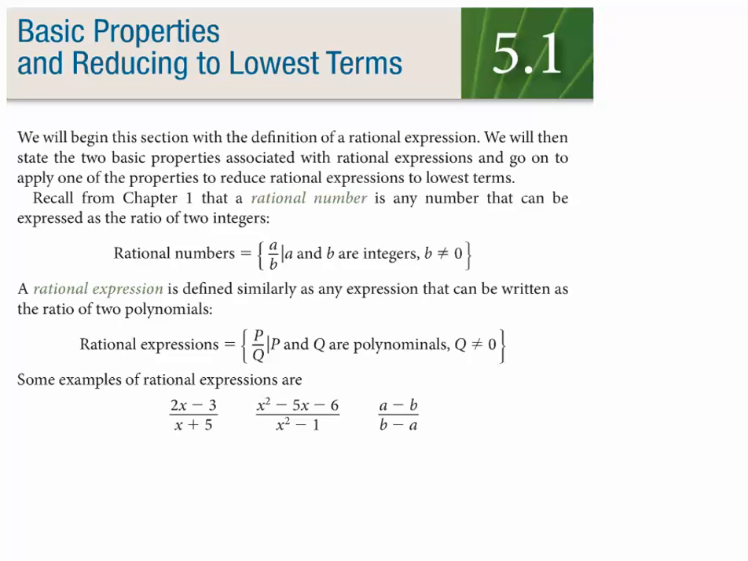So ratio by definition, there it is. It's just two polynomials, one over the other. So we say p over q. P is the top polynomial, q is the bottom polynomial, and we go for it.